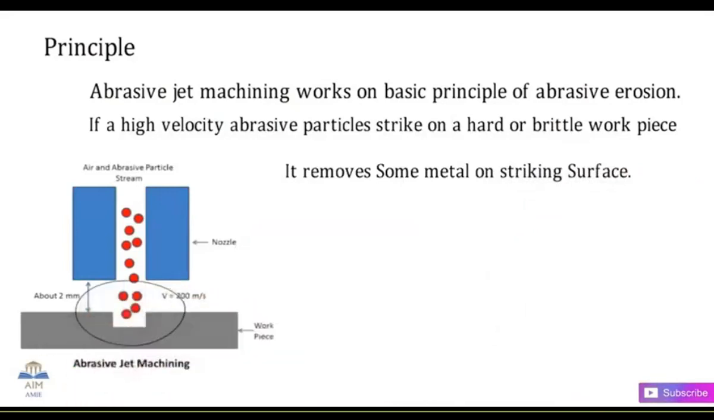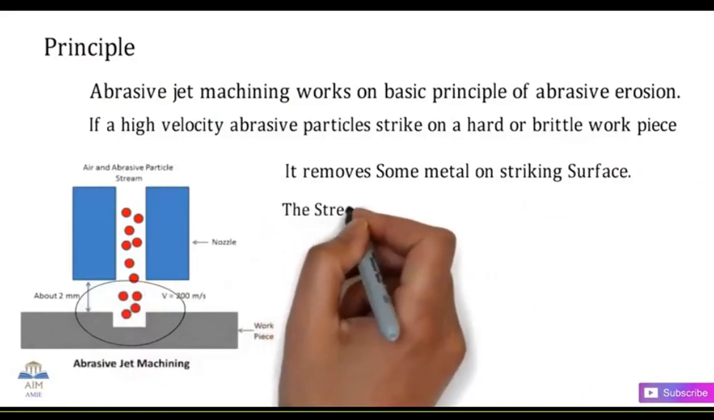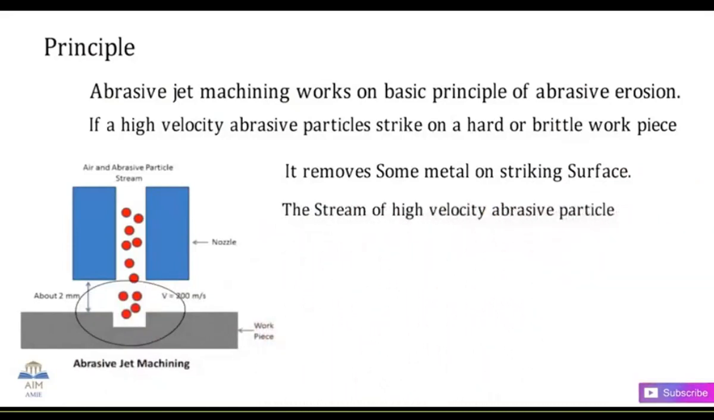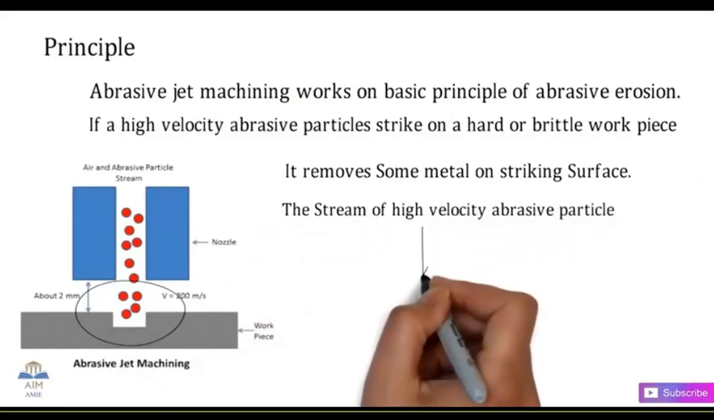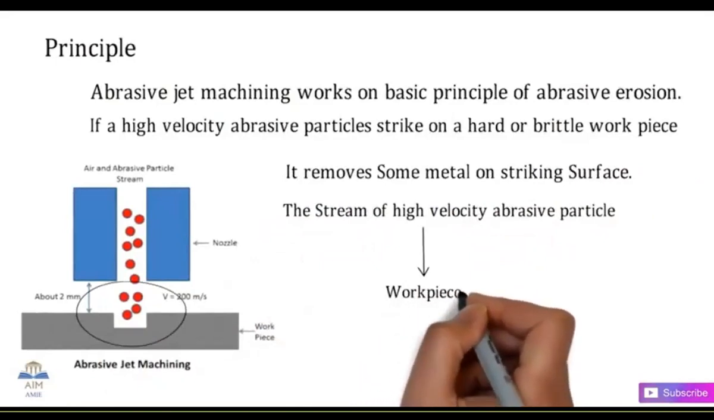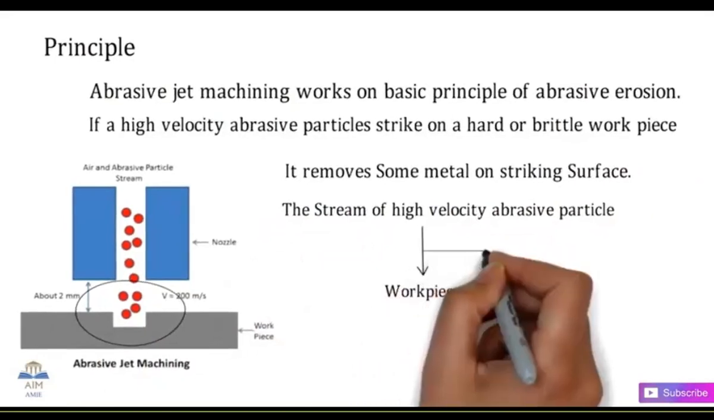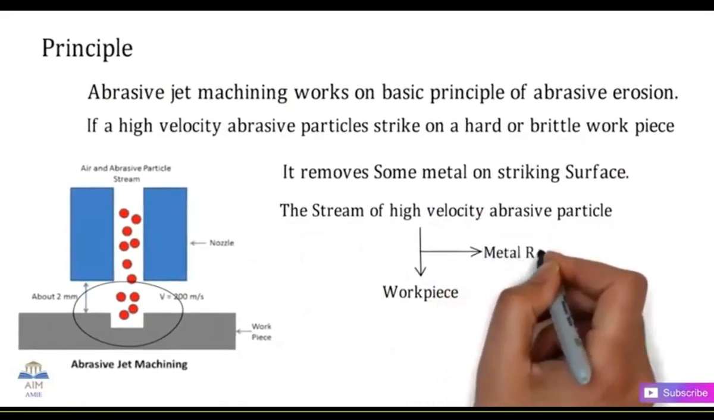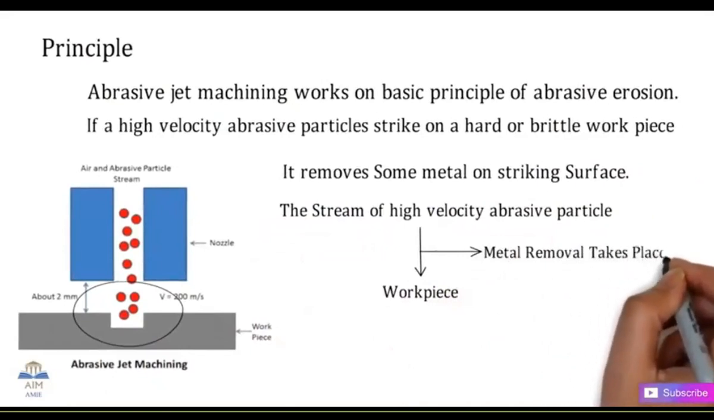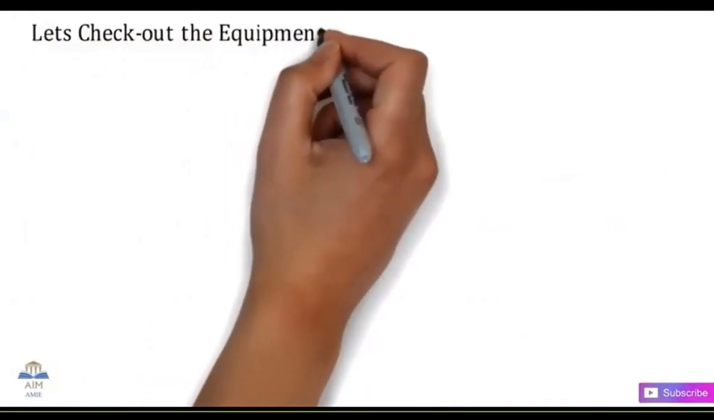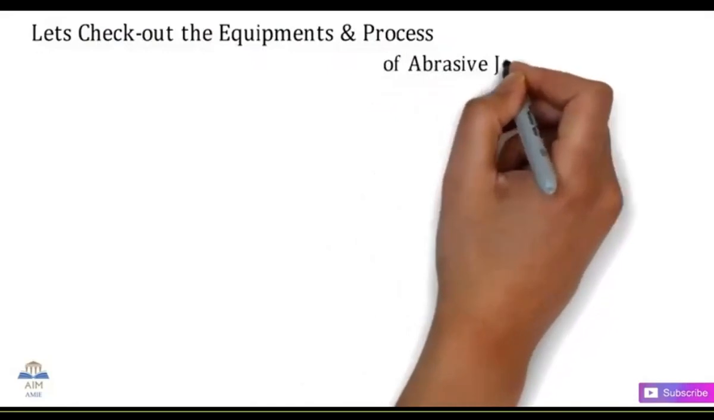So guys, as we can see in this image, the stream of high velocity abrasive particles is bombarded on our workpiece, with a velocity of about 200 meters per second, and the distance between the nozzle and the workpiece is very small, about 12. At that point, the metal removal takes place. So guys, let's check out the equipment and the process which is used in abrasive jet machining.